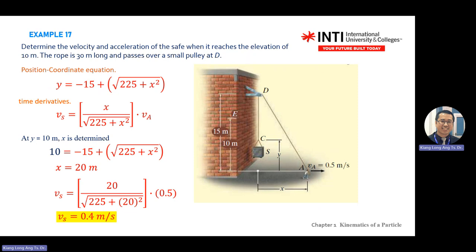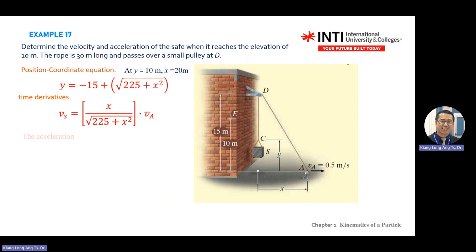This one your homework, go and do. Acceleration. This one a little bit testing on your derivation, stats or mathematics. So you have your Vs. How to find A? A equal to dv/dt. Time differentiate this whole thing. Lengthy process. This one your homework. Go home and do. Right?